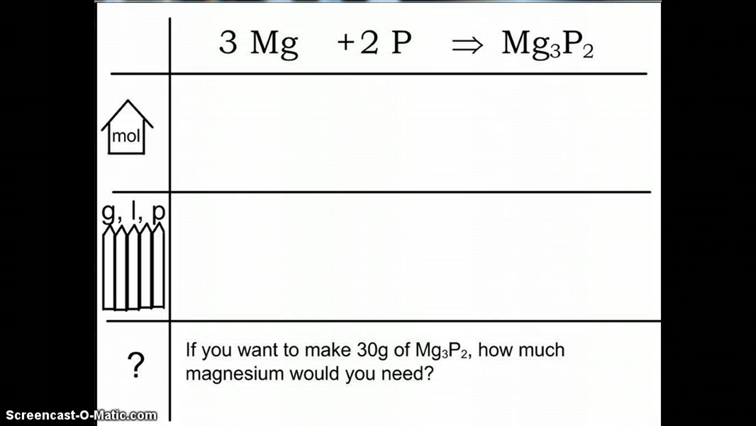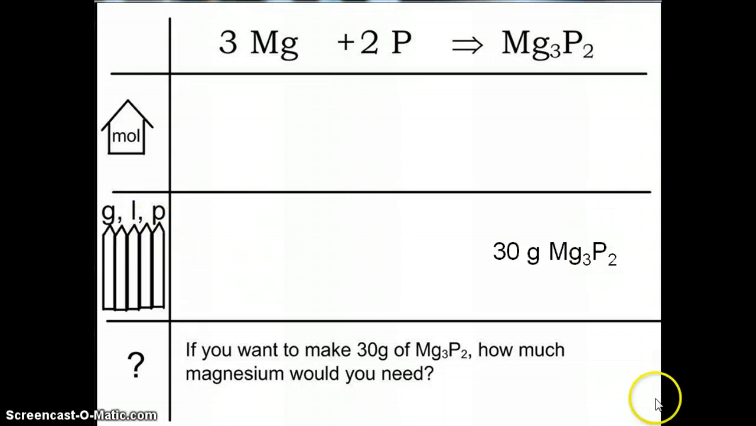Now at the bottom we have the question: if you wanted to make 30 grams of magnesium phosphide, how much magnesium would you need? The first thing that we're going to do is put our number of grams of magnesium phosphide into the row with grams. That's our fence row. And this will allow us to see that we have 30 grams of this substance. So it's both in the column with magnesium phosphide and in the row with the fence, which is our grams, liters, or particles.